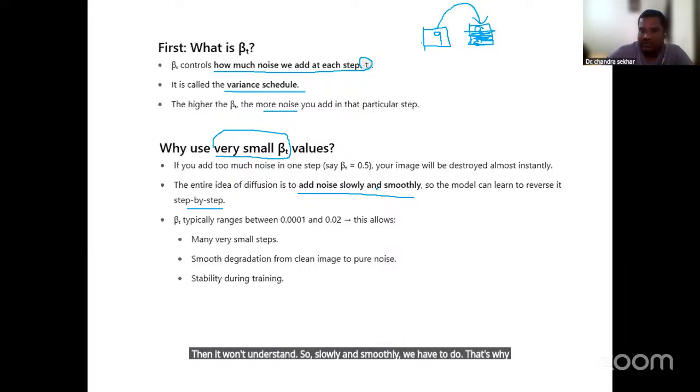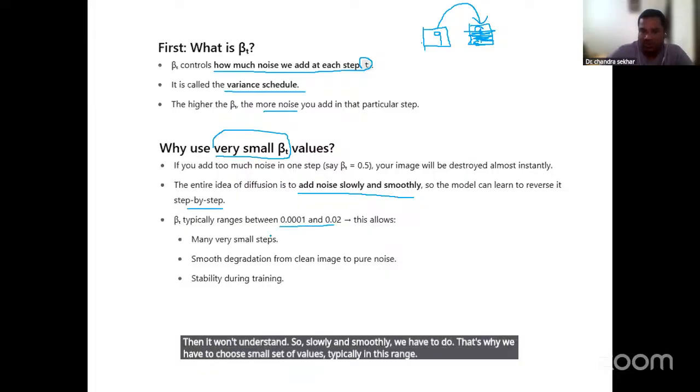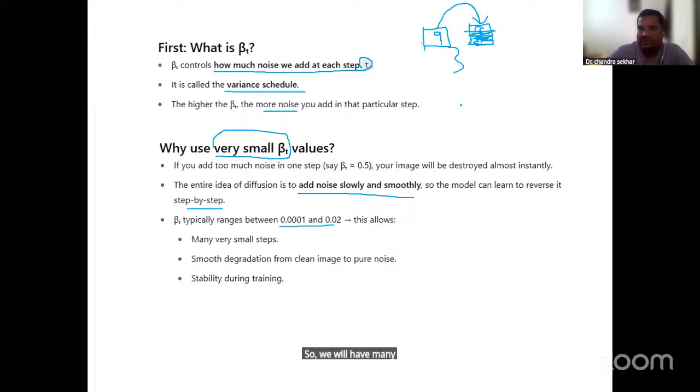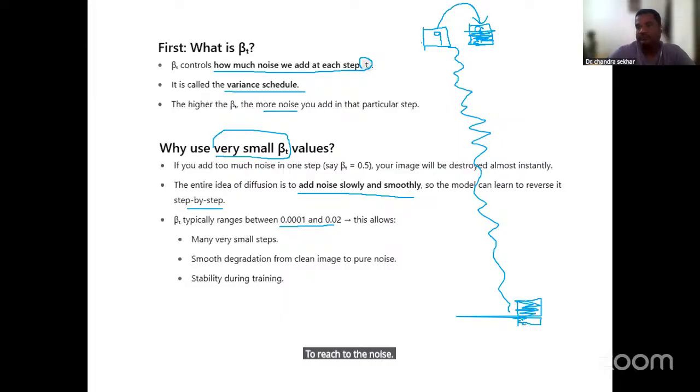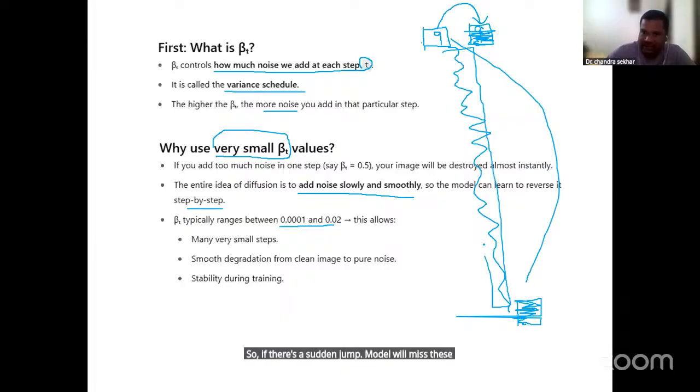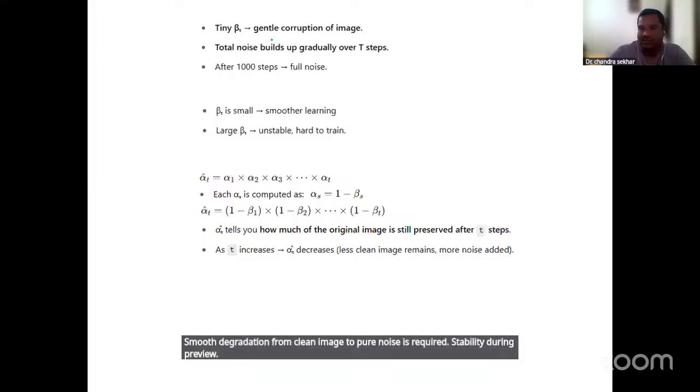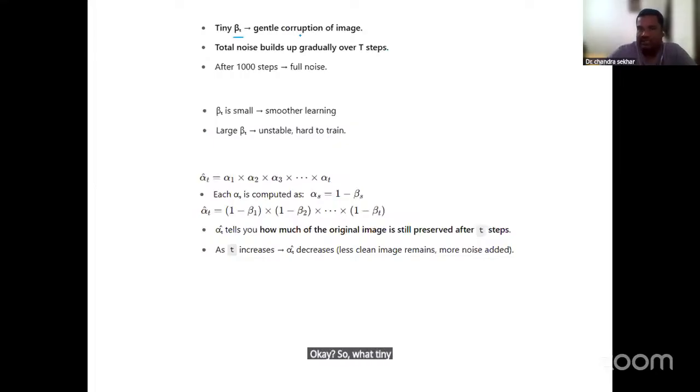That's why we choose a small set of values, typically in this range. So we will have many smaller steps, so it will take more steps to reach the noise. If there's a sudden jump, the model will miss these learnings. Smooth degradation from a clean image to pure noise is required for stability during training. So what will a tiny beta do? Gentle correction of the image, which results in smoother learning. And if you use a larger beta t, the model finds it tough to learn.